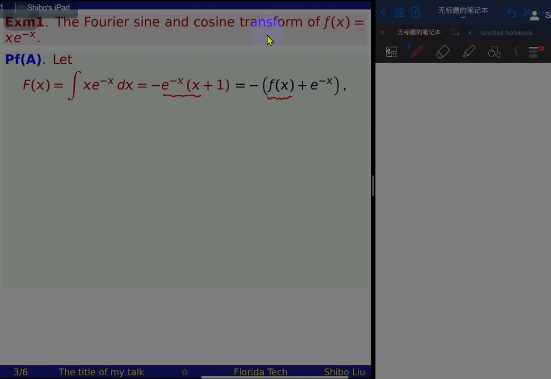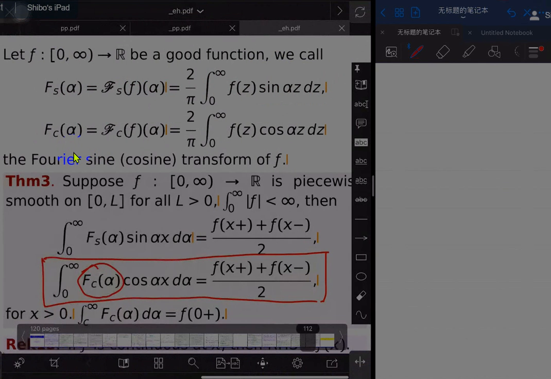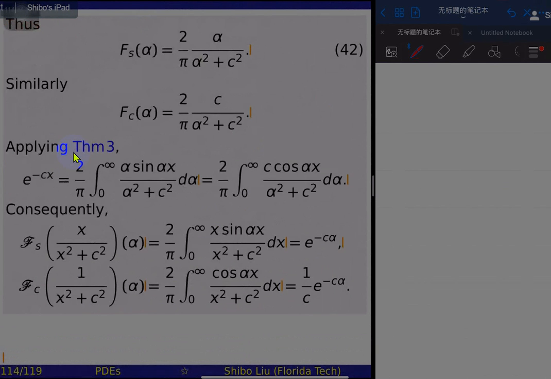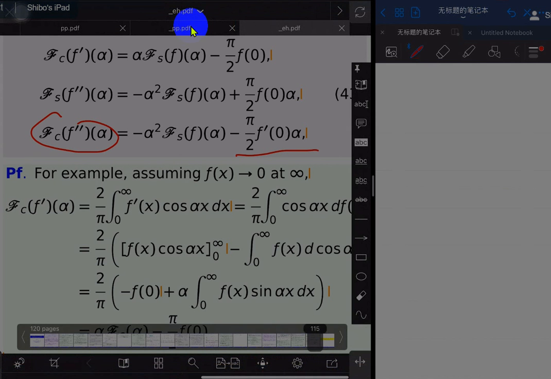Using this property, since our small f, our function, is the derivative of capital F, we apply the property of the Fourier sine and Fourier cosine transform. What we want to compute, the Fourier sine transform of f, is precisely the Fourier sine transform of F prime. The property of prime is here: the Fourier sine applied to f prime equals minus alpha times the Fourier cosine transform of the function. Okay, using this property, let's go back to our problem.